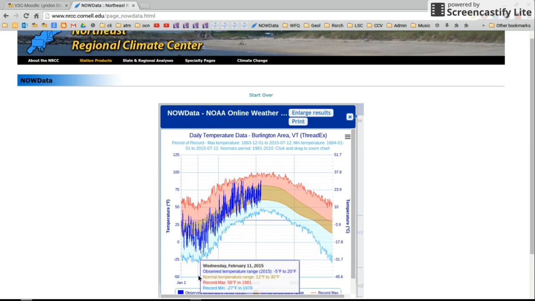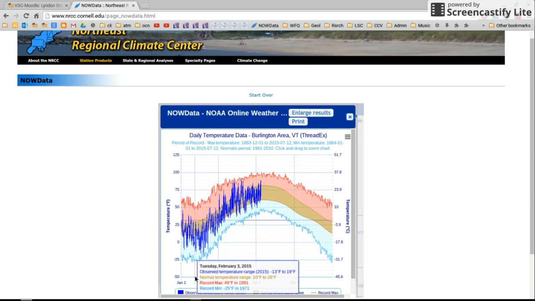And what you see here in red is the record maximum for each day. In blue at the bottom, in light blue, is the record minimum for each day. In brown, you see the normal maximum and minimum for a given day. And then in blue, you can see the day-to-day variation for 2015. So it lets you compare January temperatures, maximum and minimum, to the climate record.